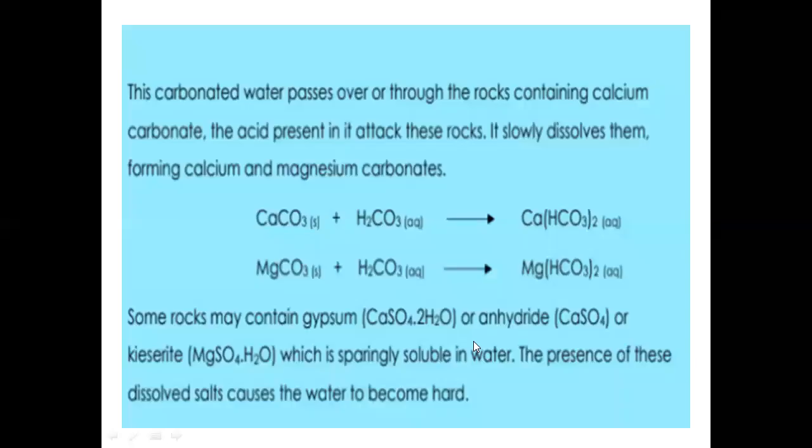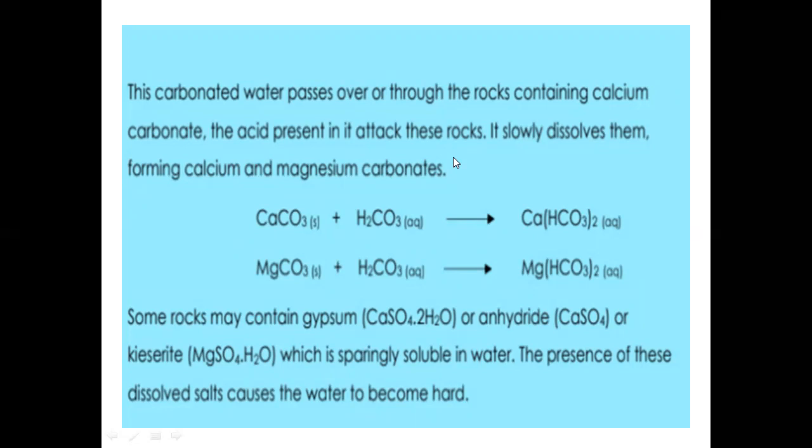This carbonated water passes over or through the rocks containing calcium carbonate. The acid present in rainwater attacks these rocks. It slowly dissolves them. You can see calcium carbonate or magnesium carbonate react with the carbonic acid in water and form calcium hydrogen carbonate and magnesium hydrogen carbonate.